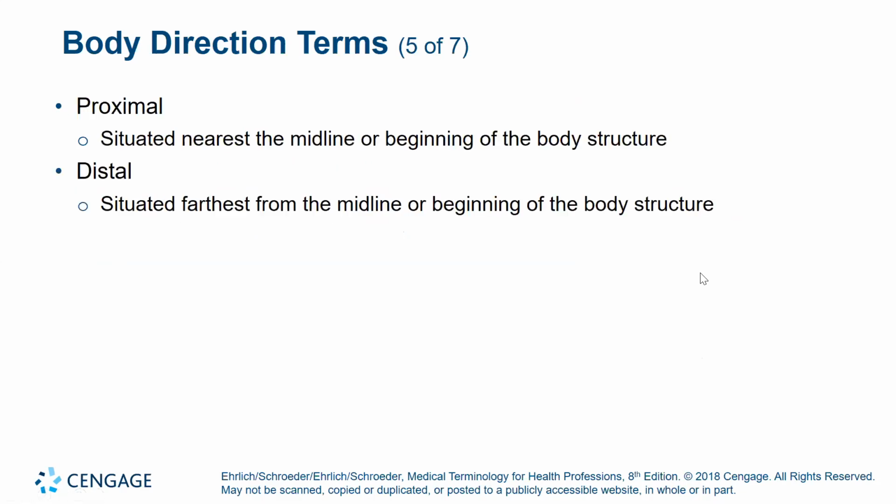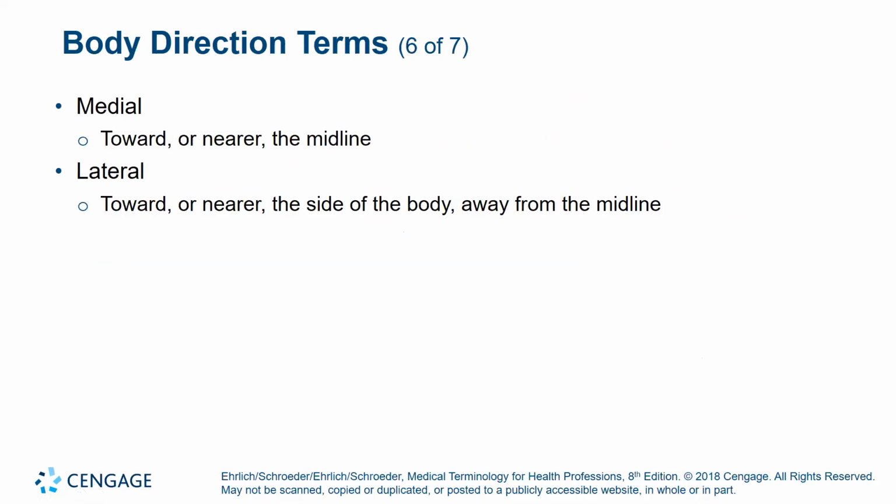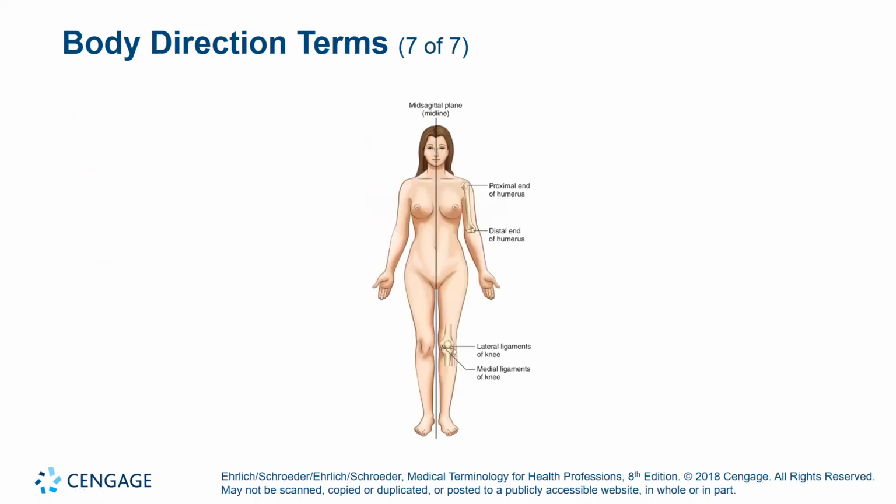Proximal is nearest the midline or the beginning of the body structure. Distal then is the farthest from the midline or beginning of the body structure. Medial is toward or near the midline. Lateral is toward or near the side of the body, away from the midline. As you can see here, here's a figure of the mid-sagittal plane, which is the midline and runs straight through the body, with the proximal end of the humerus, the distal end of the humerus, the lateral ligaments of the knee, and then the medial ligaments of the knee.